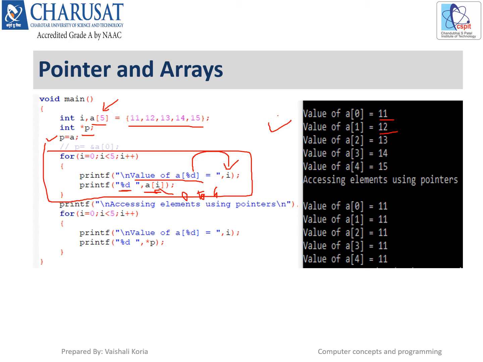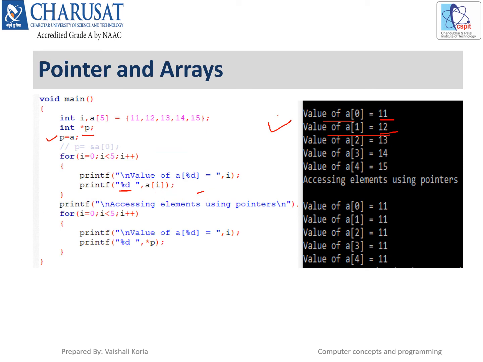So the value of a of 0 for the first iteration is 11. Then in the next iteration, I is equal to 1, so the value of a of 1 would be 12, like this. So this is the method that we were using to print the array elements. Now, how can we use pointers to access these elements?